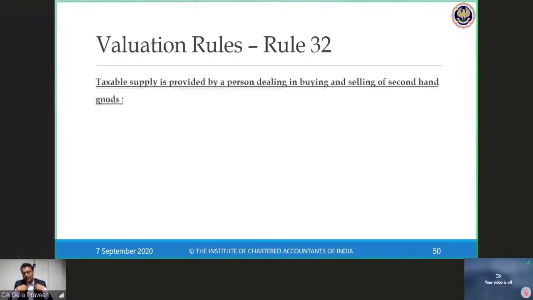I have a cousin of mine who is into this business activity. Every month he buys and sells at least 2 cars, and monthly his turnover is say 5 lakhs. Now in a year, 12 months, 12 into 5, 60 lakhs. Question to you: should he need to get registered under GST?